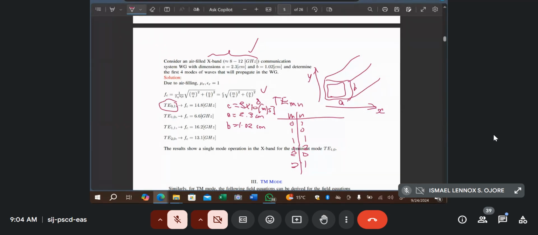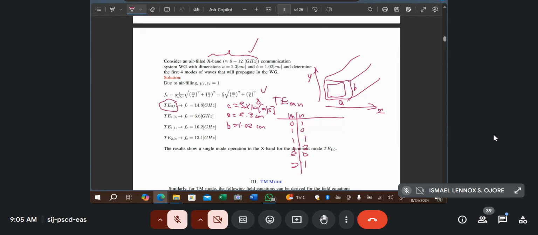Is there anyone who has computed TE01? It is 14.71 gigahertz. Okay, so you computed 14.71 gigs. Anyone else? Okay, so you can see it's close to the answer we have here in the notes, 14.8 gigahertz.